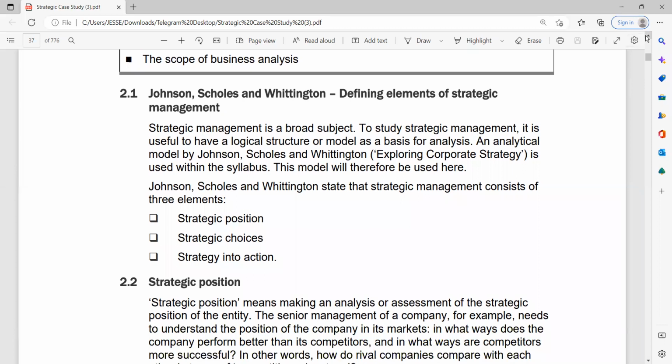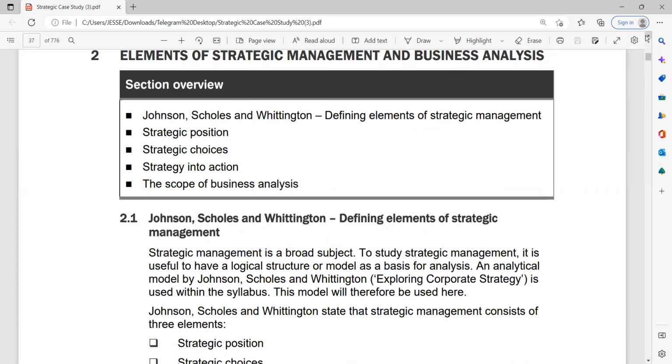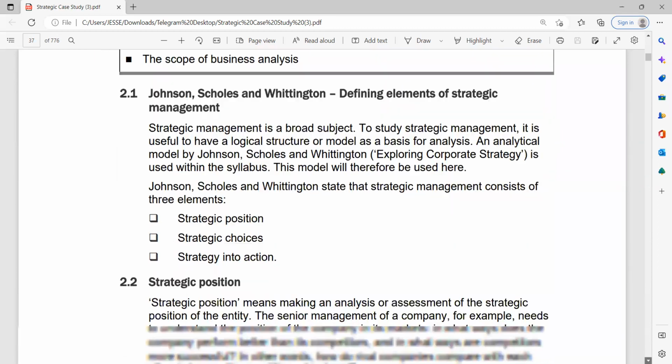But before that, let's look at some of the things we would cover today. We'll be defining the elements of strategic management, defining strategic position, and talking about strategic choices. We'll be looking at strategy implementation, or what the text has called strategy into action. And then we'll discuss the scope of business analysis. Very important. So now let's move on.